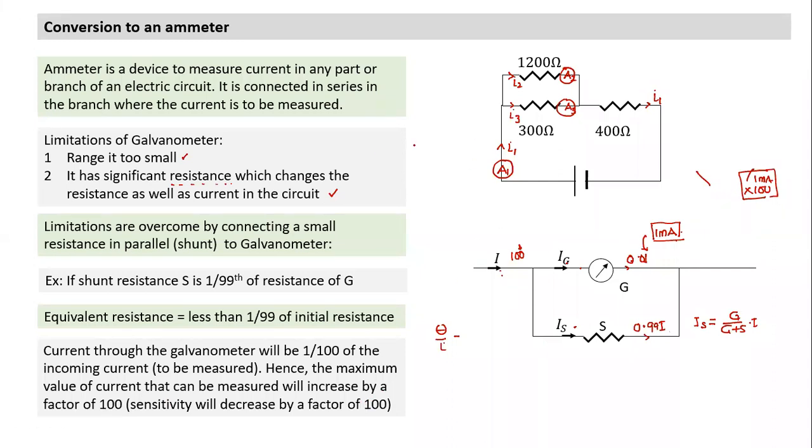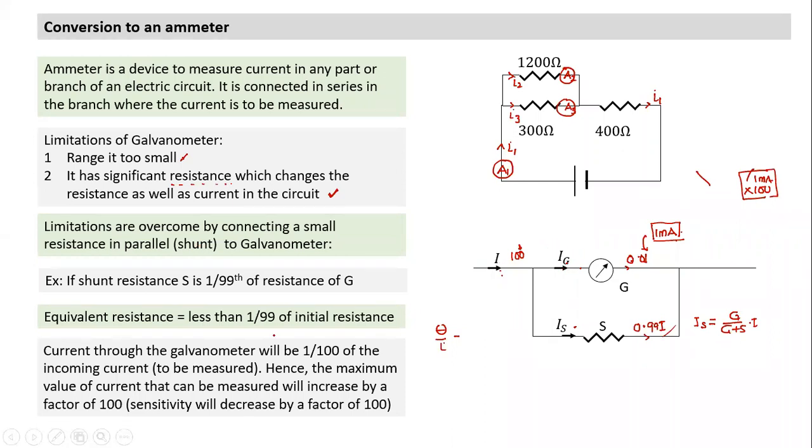So again, to repeat, what does the conversion of a galvanometer into an ammeter involve? Why do we need to make the modification? A galvanometer suffers from two limitations: the range is too small, and it has fairly large resistance. We overcome this and convert a galvanometer into an ammeter by connecting a small resistance in parallel, and that's called a shunt to the galvanometer. With this, the effective resistance reduces, and the current which can be measured becomes many times more than the maximum current that can be allowed in the galvanometer.